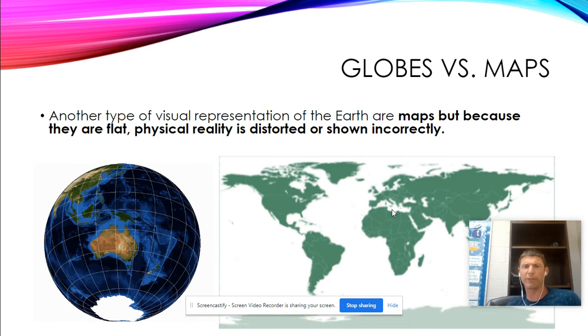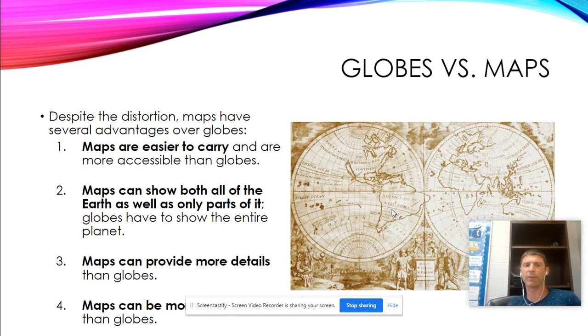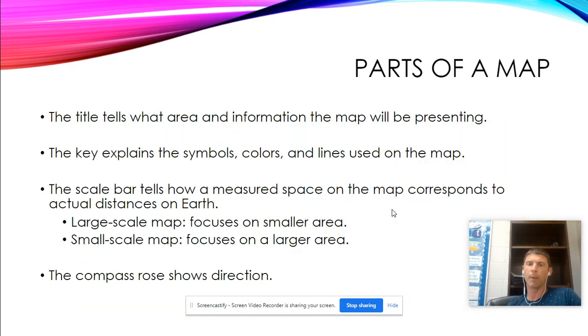So we already talked about this just a little bit, that we use globes because they're useful, but maps are more convenient, but they distort a physical reality. And so these next couple of slides just talk about that. I already mentioned they're easier to carry, easier to make changes to a map than it is to a globe. But then we're going to run into some problems.